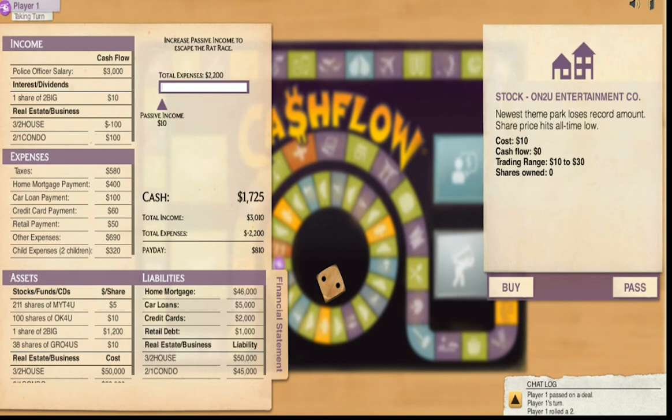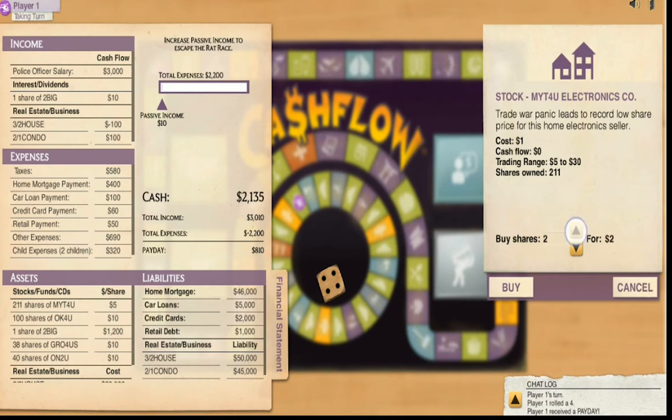Cost 10, trading range between. Okay, I will buy some again, because I have $1 only. Okay, so I have to buy for sure. I will buy a lot.